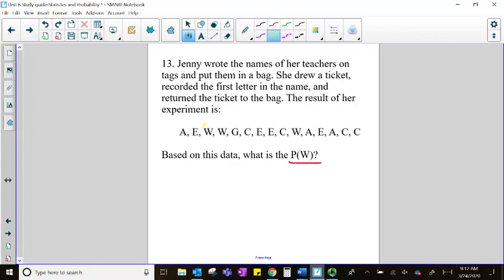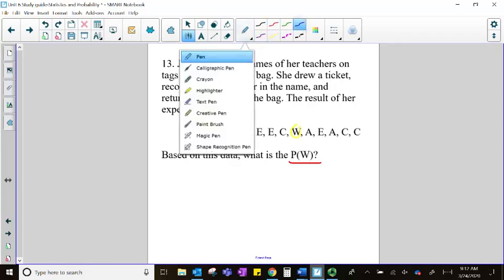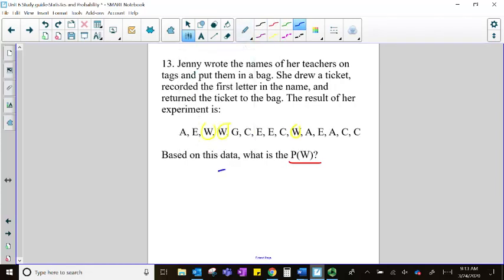Count them all up. 1, 2, 3 W's. So 3 are favorable to us, out of how many letters there are total. There are 15 letters total. That reduces, dividing both sides by 3, to a 1 in 5 chance.